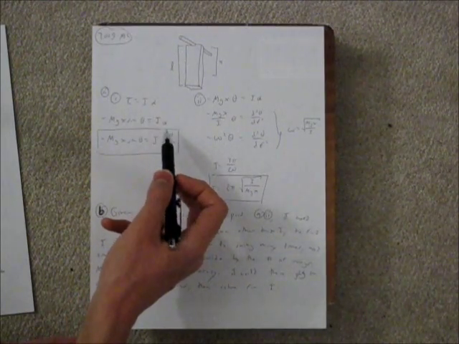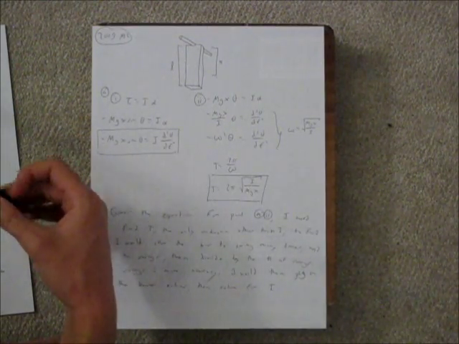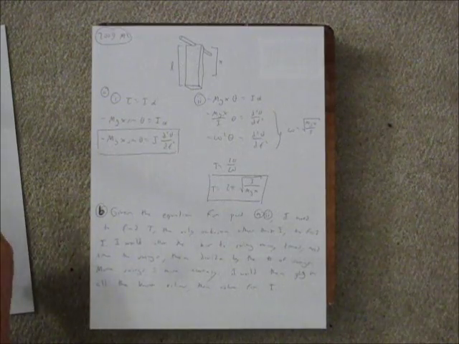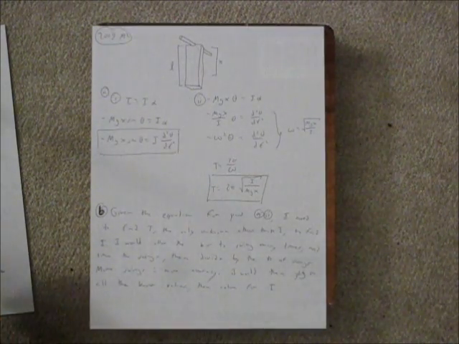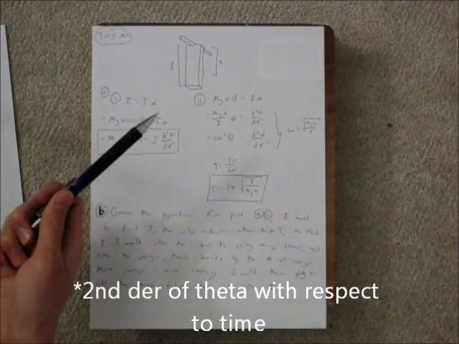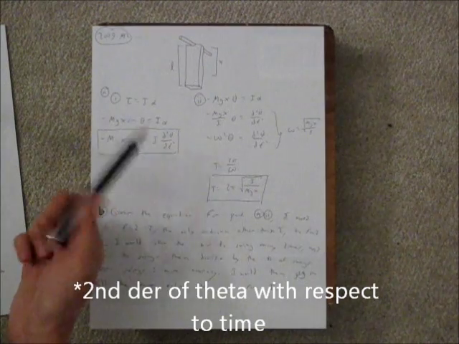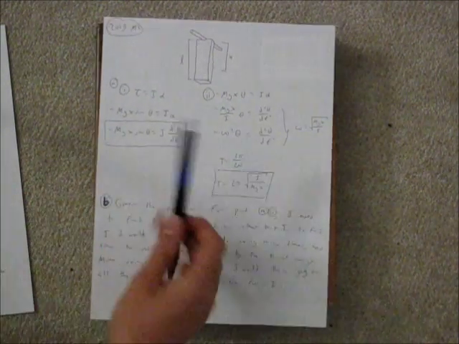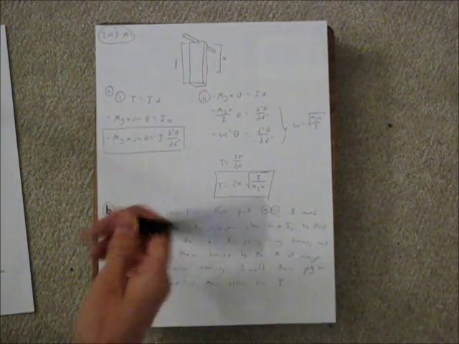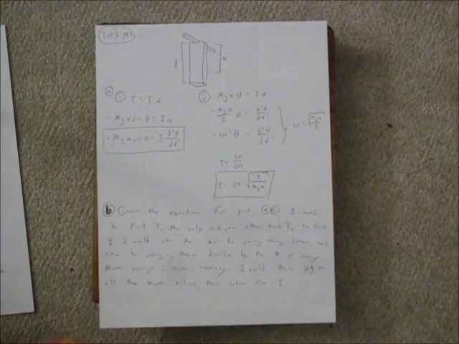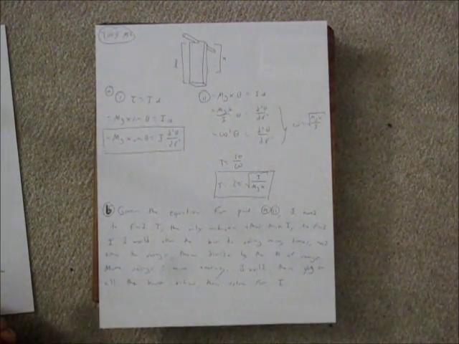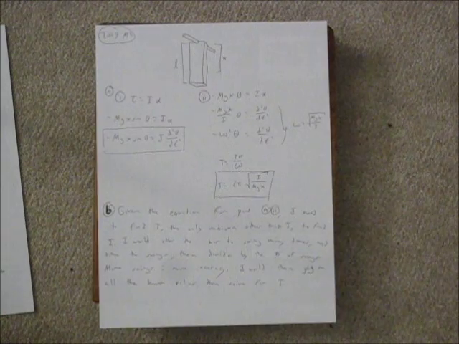So you know that alpha is essentially the second derivative of displacement, and since displacement describes the change in the angle, it would be the second derivative of theta with respect to time. So that's the answer to part A1. Part A2 asks you to use the small angle approximation to calculate the period of the bar's motion.